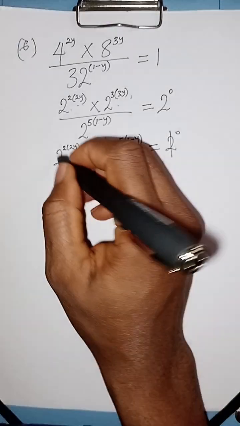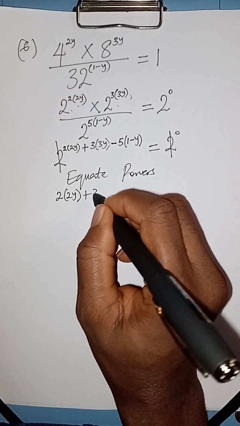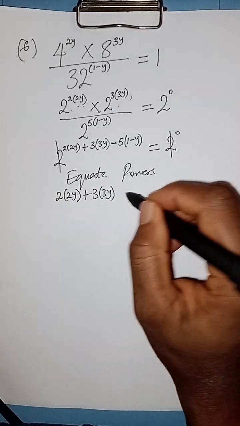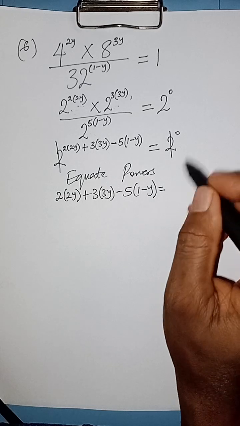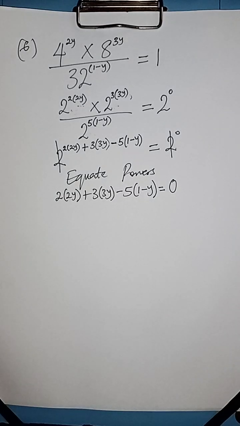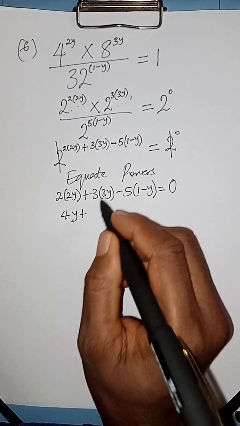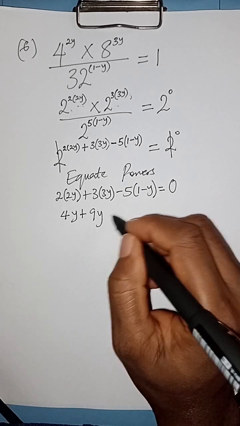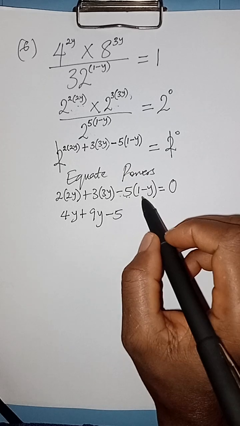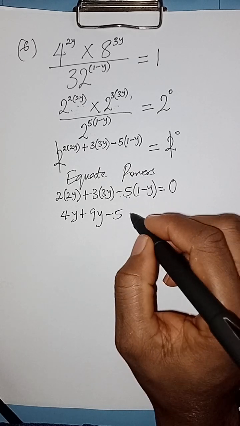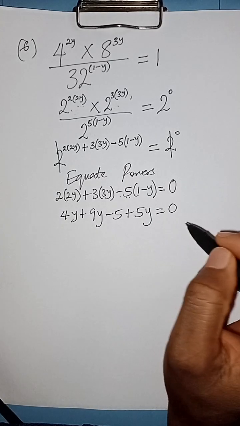So you cancel out the base, and then you'll be left with 2(2y) + 3(3y) - 5(1 - y) = 0. Good. Let's expand. 2 times 2y is 4y, plus 3 times 3y is 9y. Then here, minus 5 times 1 is minus 5, minus 5 times minus y. That's plus 5y, equal to 0.